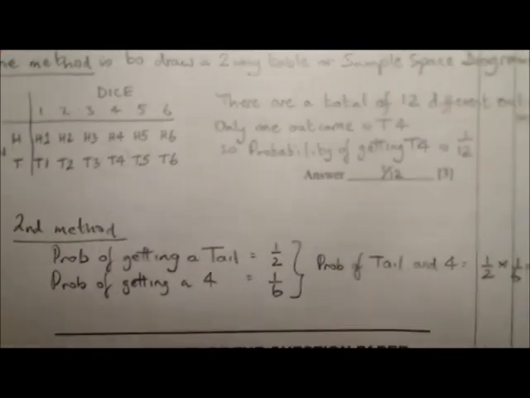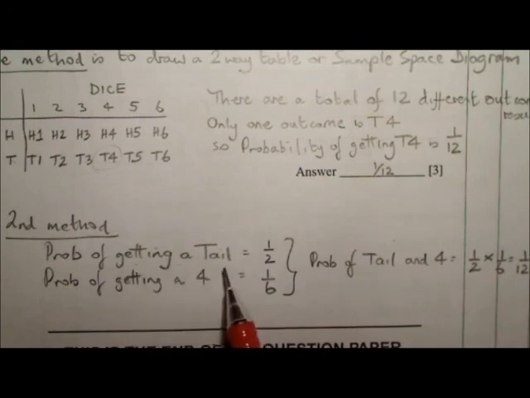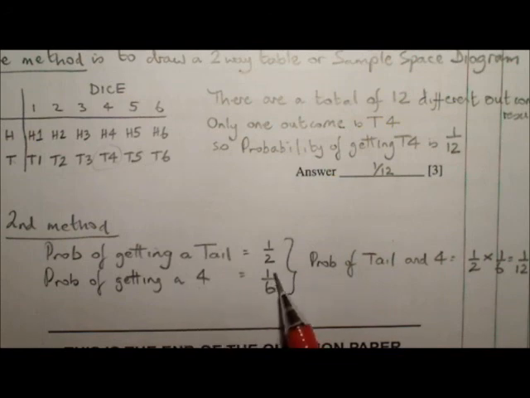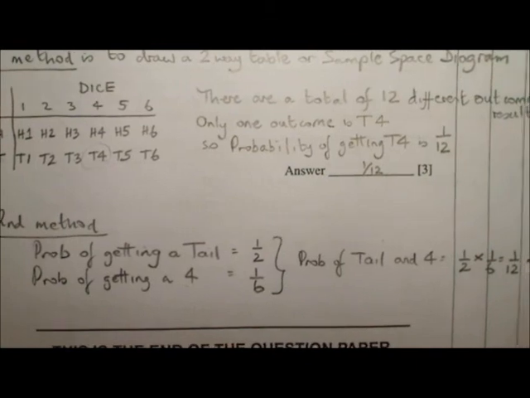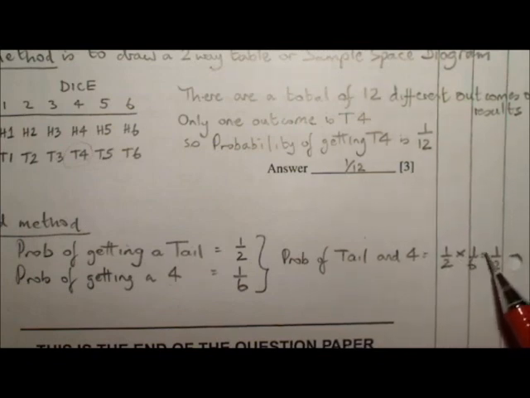The second method, which some of you may be more familiar with, is just to think of what's the probability of getting a tail when you toss a coin. Of course, that's a half. And again, when you roll a fair dice, what's the probability of getting a 4? So there's one 4 out of a total of 6 faces on a dice, so that's a probability of 1/6. So to get a tail and a 4, you need to remember the rule says that you multiply the two probabilities together. So a half multiplied by a sixth gives you the same answer as we got up there, which is 1/12.